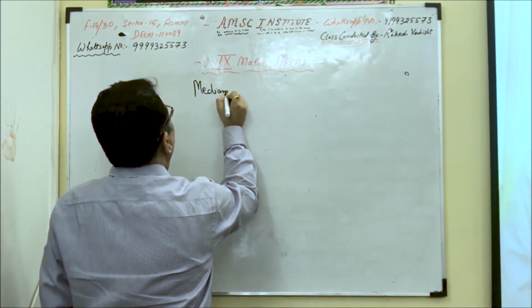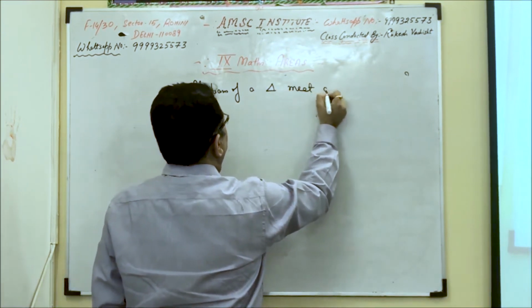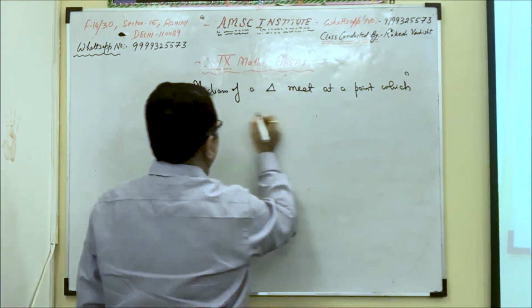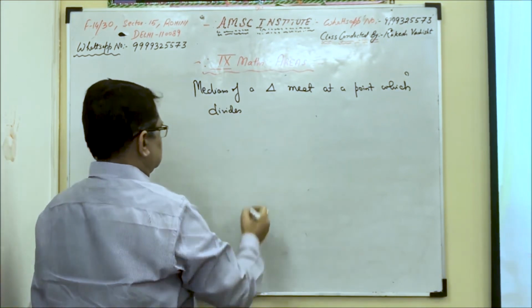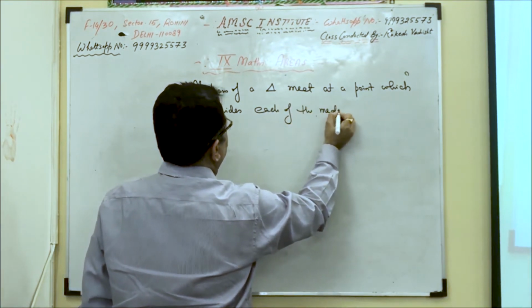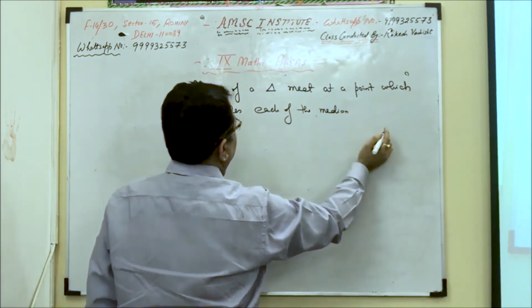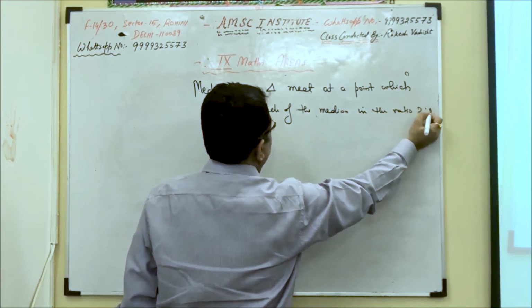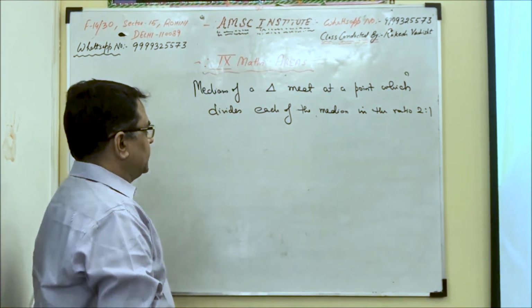Medians of a triangle meet at a point which divides each of the medians in the ratio 2:1. Divide each of the medians in the ratio 2:1.